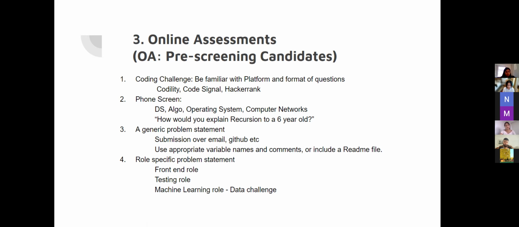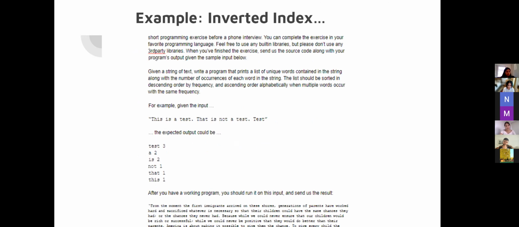So this is an example of a generic problem statement. This is from one of the companies in San Francisco, and I was given this challenge where a string was given to me, and I had to extract individual words and then make a map. For example, how many times does test occur? It's 3 times. So I have to sort all the words in decreasing order of how many times each occurs in the string.